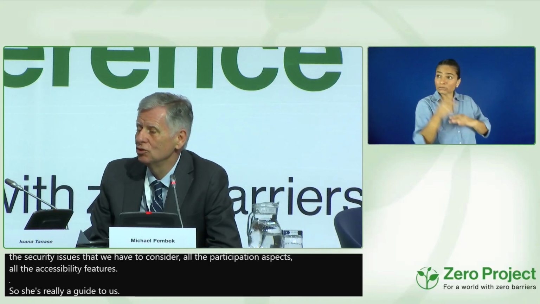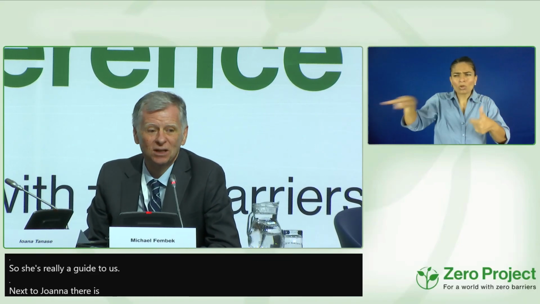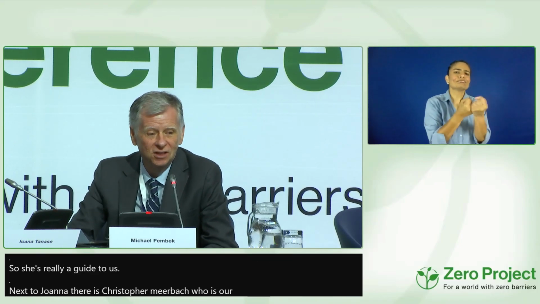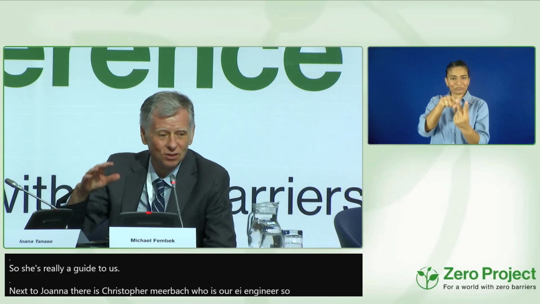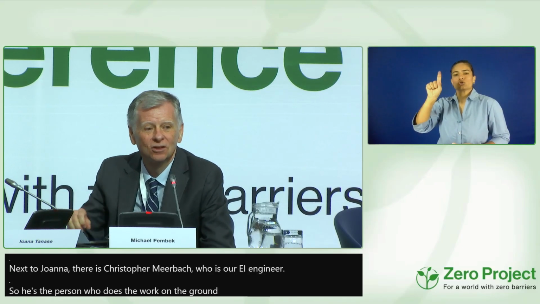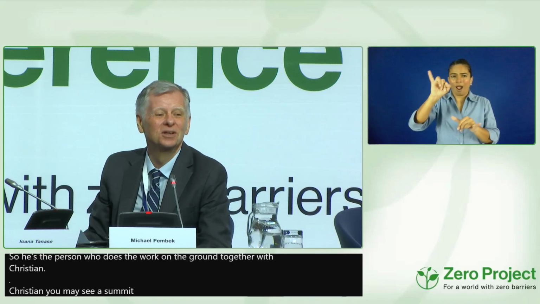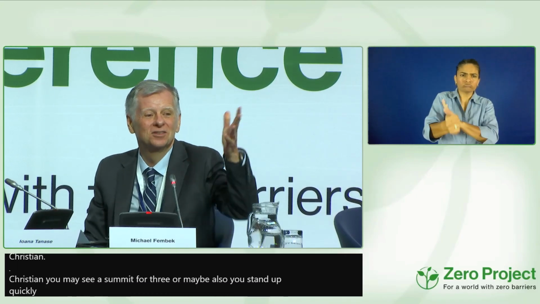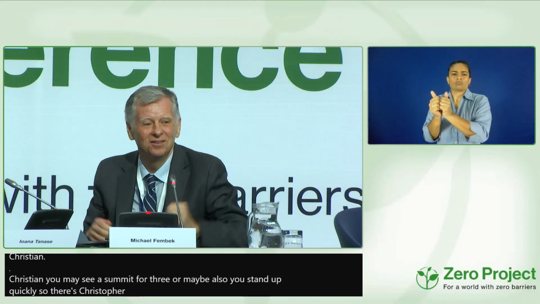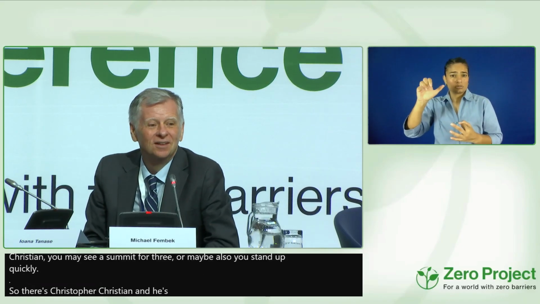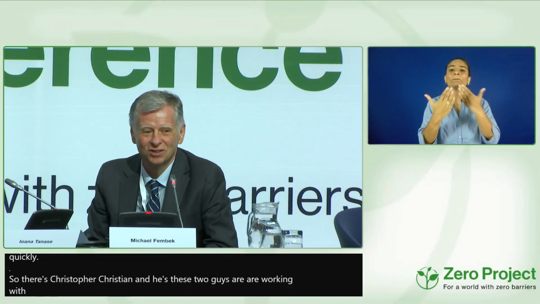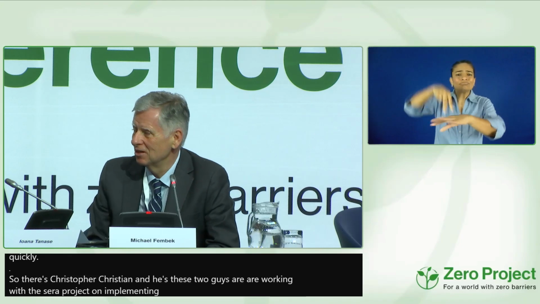Next to Ioana, there's Christopher Mierbach, who is our AI engineer. So he's the person who does the work on the ground together with Christian. Christian, you may see him somewhere in the fourth row, maybe also you stand up quickly. So there's Christian, and these two guys are working with the Zero Project on implementing the artificial intelligence tools.